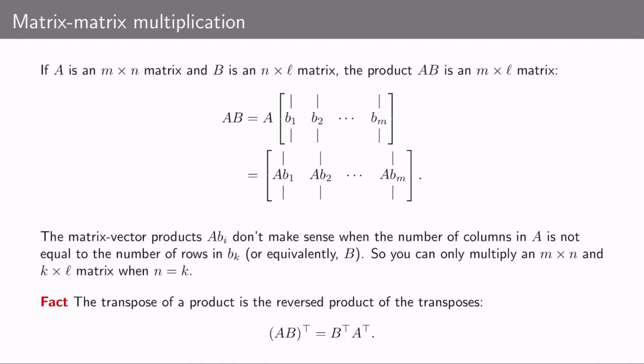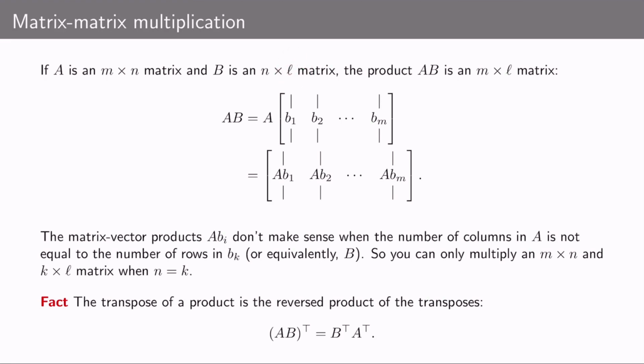So I'll describe how to think about the product of an m by n matrix A with an n by L matrix B. We'll call the product AB, and the product AB is an m by L matrix. You'll notice selecting the m from the first matrix and the L from the second matrix. So how should we think about this?